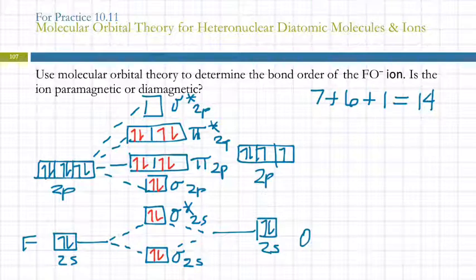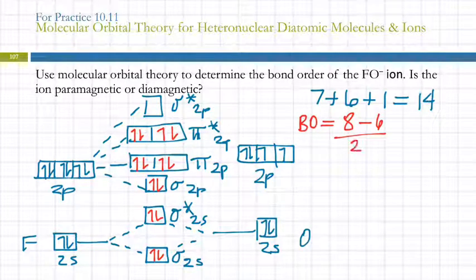So we're supposed to determine the bond order. So bonding orbitals, 2, 4, 6, 8. How many in antibonding? 2, 4, 6. And that's divided by 2. So 8 minus 6 is 2 divided by 2. So this has a bond order of 1.